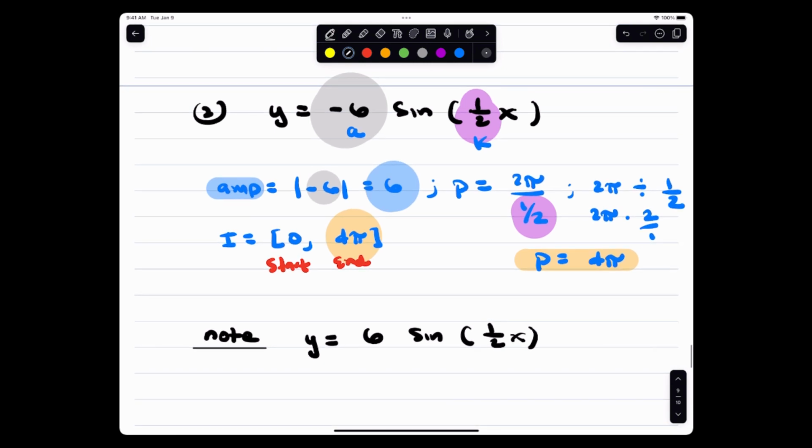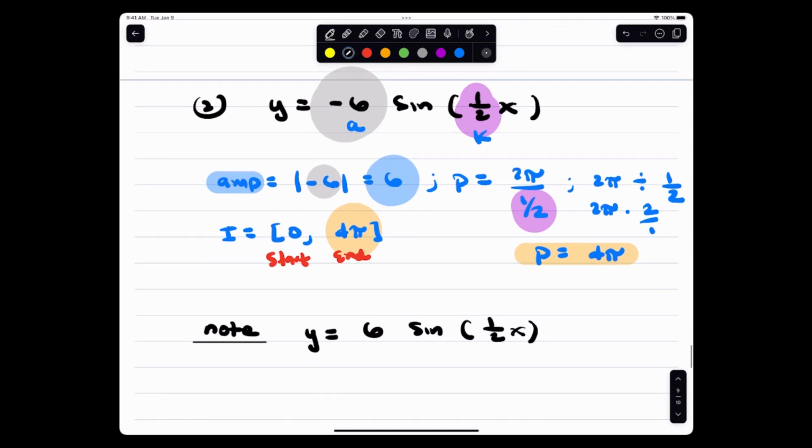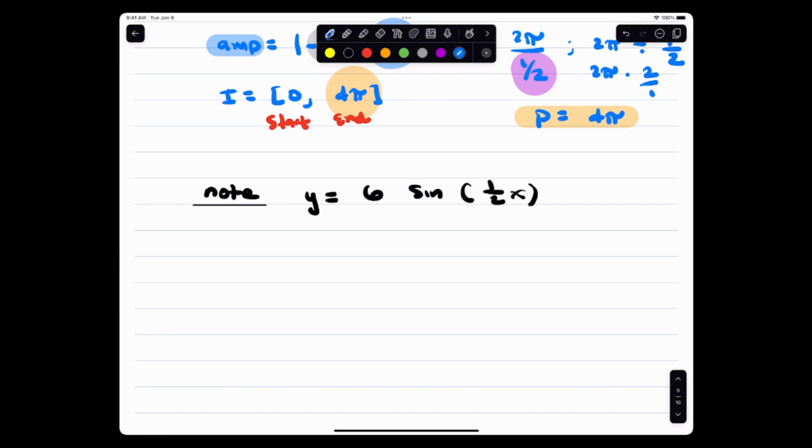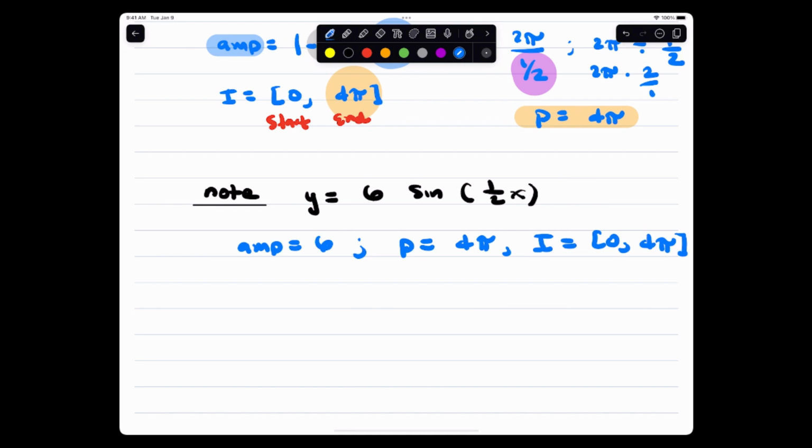Okay? So notice the difference with what I'm doing here. There's a very good reason. It has the same information. In other words, the amplitude is still going to be 6. Your period is 4 pi. The interval of one cycle is 0 to what? 4 pi.